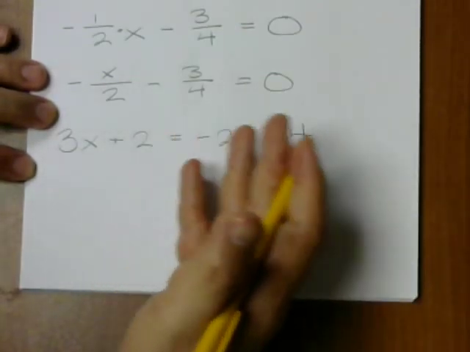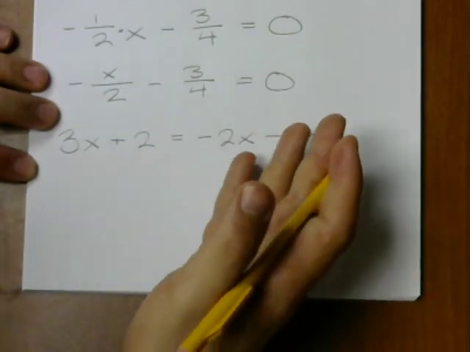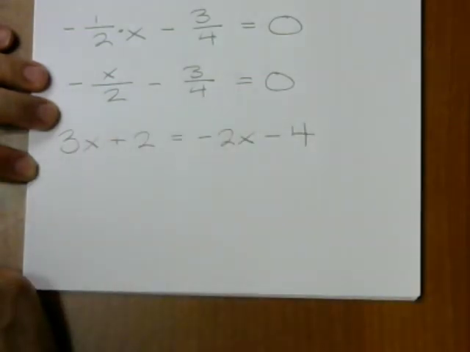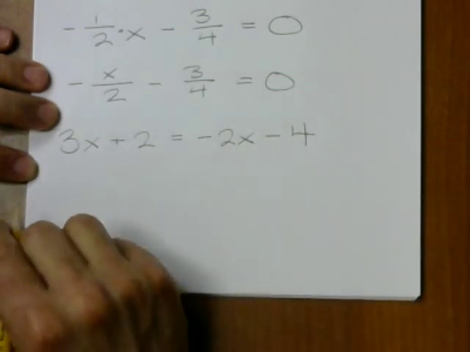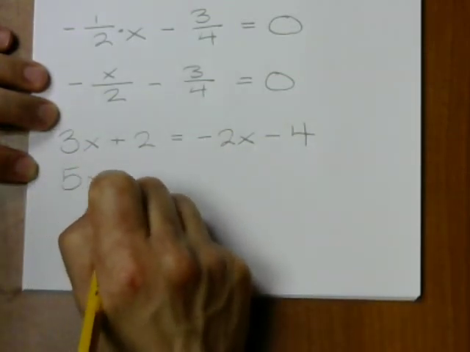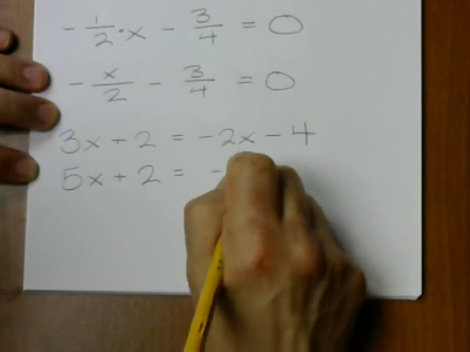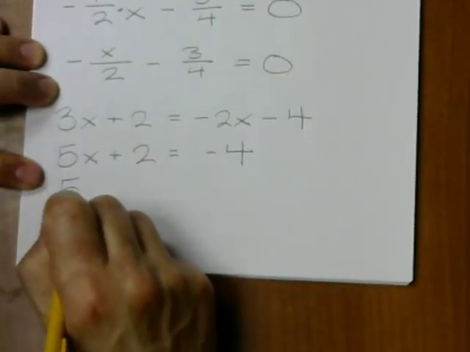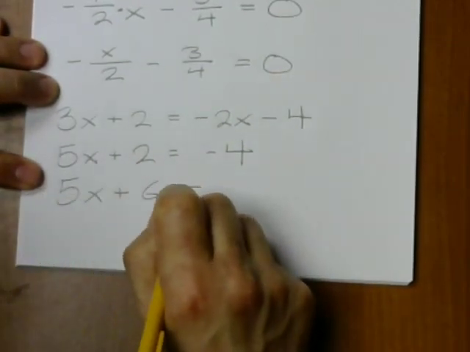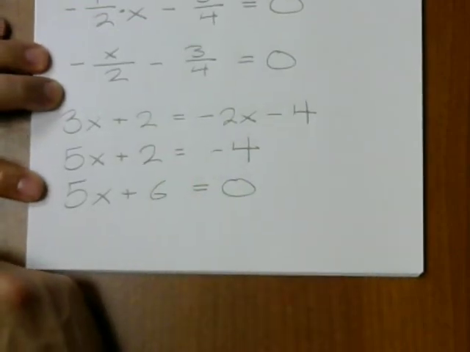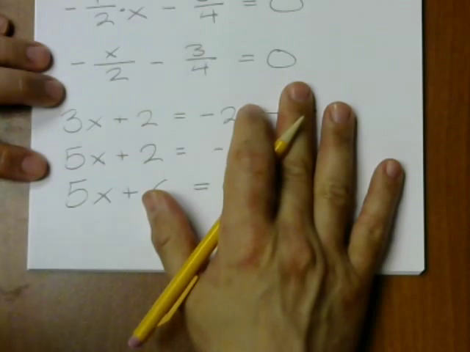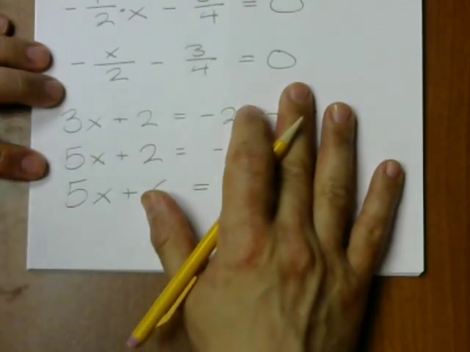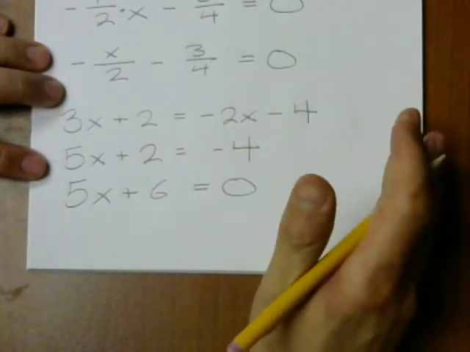So if these two sides are equal, I know that if I add 2x to the right and add 2x to the left, they're still going to be equal, because this thing on the left is the same as this thing on the right. So I get 5x plus 2 equals minus 4. I can add 4 to both sides and get 5x plus 6 equals 0. And this is, as we see, a linear equation. So it doesn't have to start off in that form.